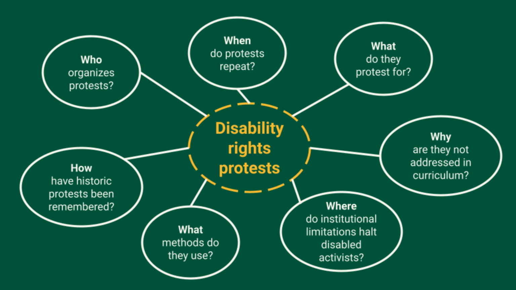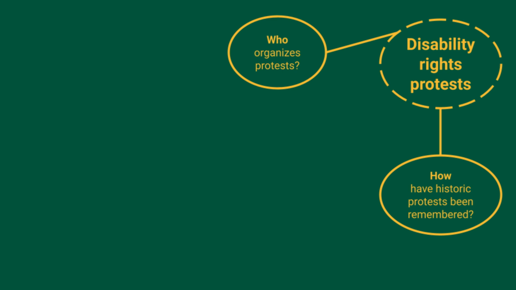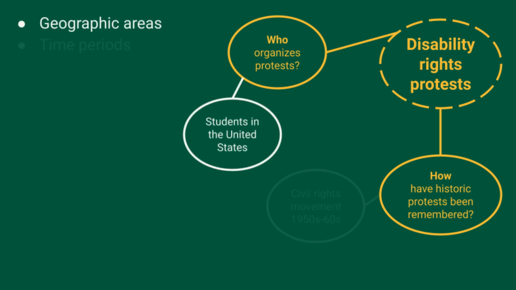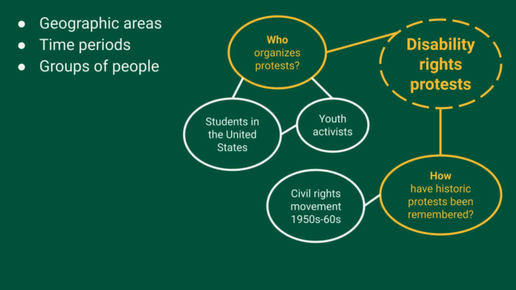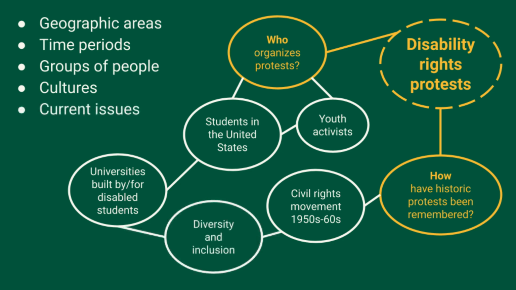Now we're going to get more specific. Find a section of your topic map that looks interesting. You can now expand. Think of the context, including geographic areas, time periods, groups of people, cultures, and current issues. Pause now as you develop this section of your topic map.